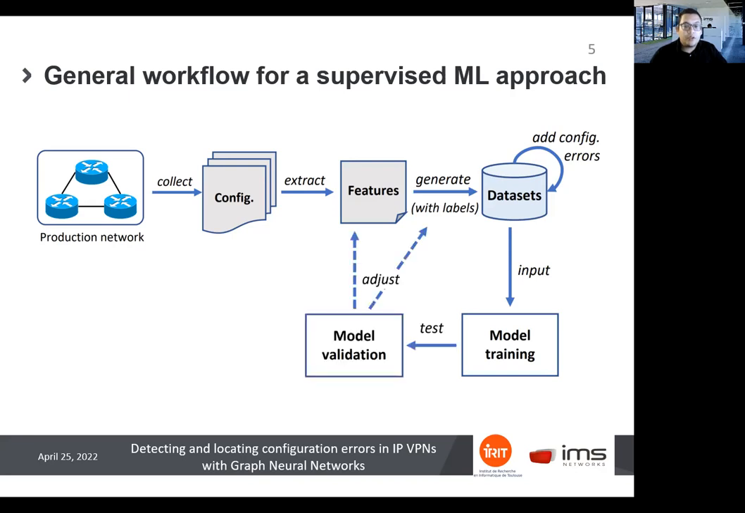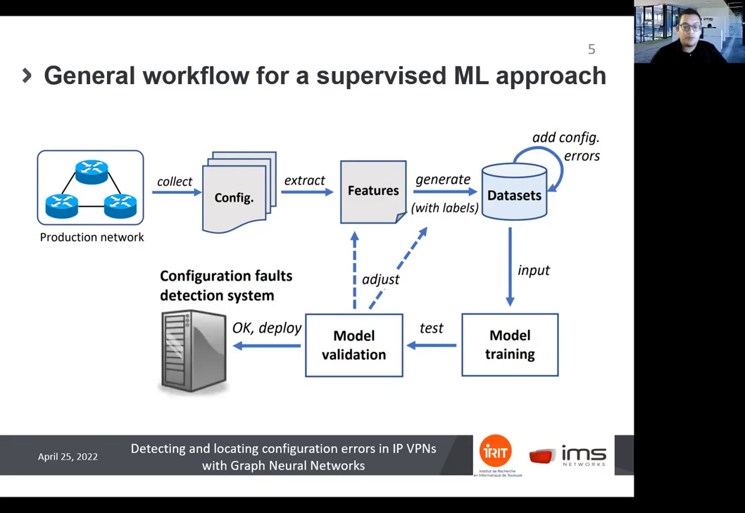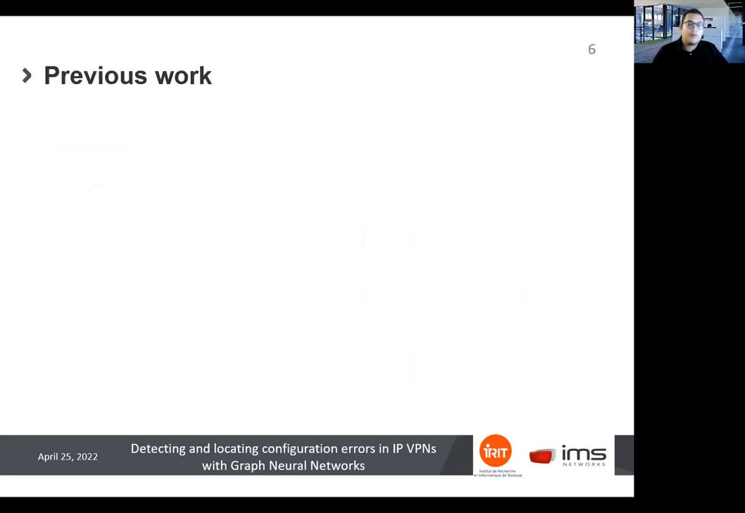We repeat this process by adjusting the features or the training parameters, for example, the dataset size, until we get better performance to validate the model. After validating the model, we can deploy it to be used in production. Once it's deployed, a network engineer, before committing a configuration update on the production network, submits the update to the learning system to be verified.